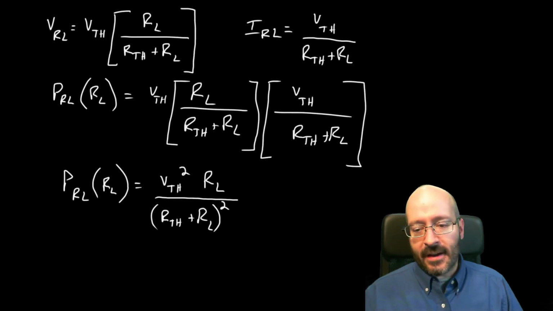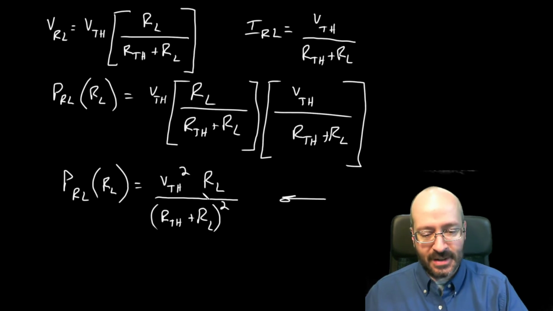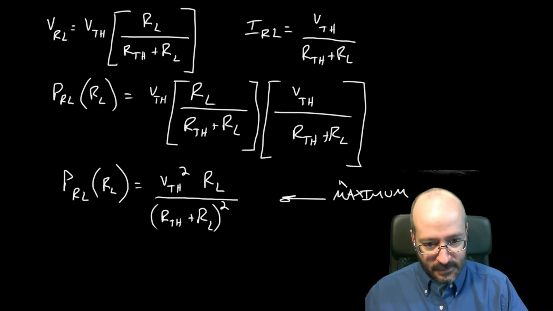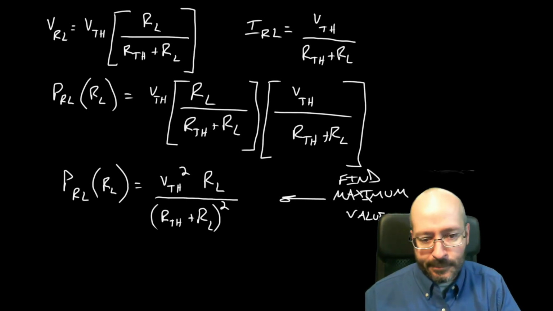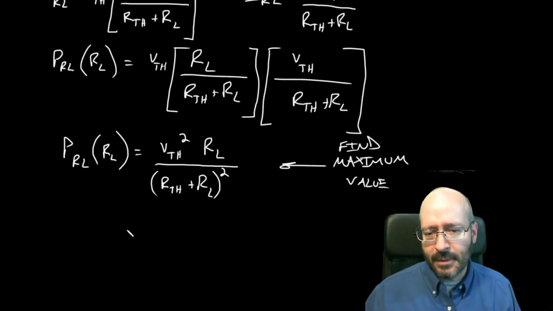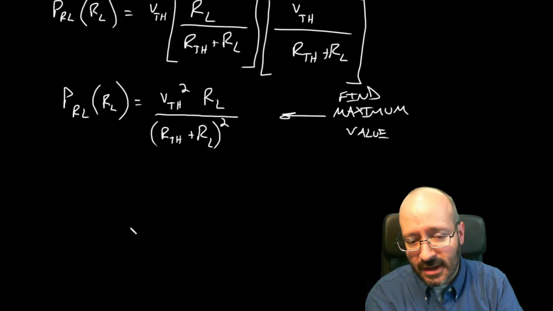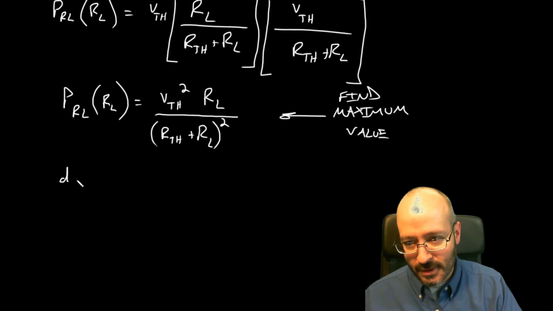Now, we want to find where this function is at its maximum. Maximum value. So that's what we're looking for. Find maximum value. And we want the corresponding value of RL. Okay? So we want to know where along the domain is the function at its maximum. In order to do that, we got to go back to calculus, and we have to think about the derivative. Okay, so where's the slope of this function? 0.